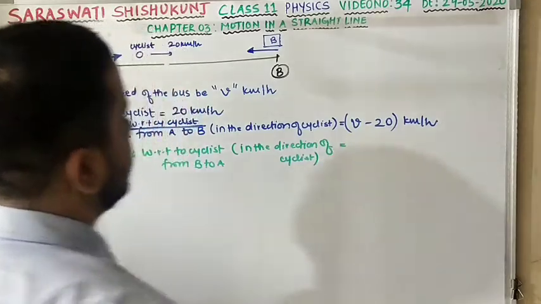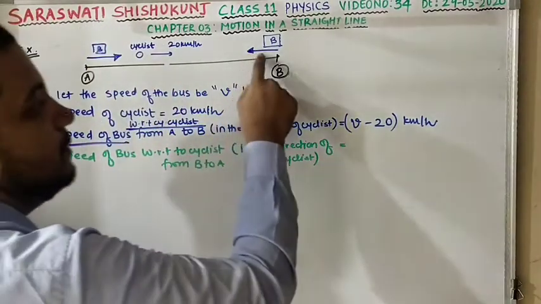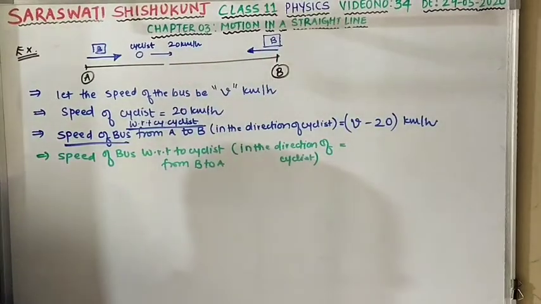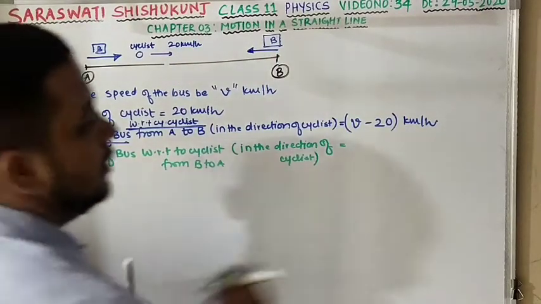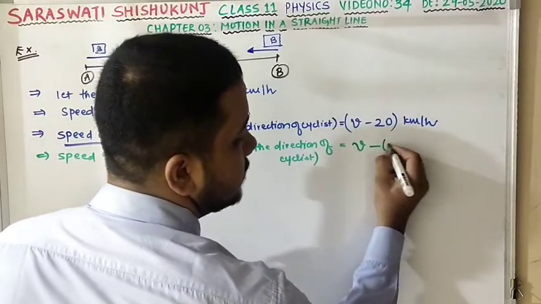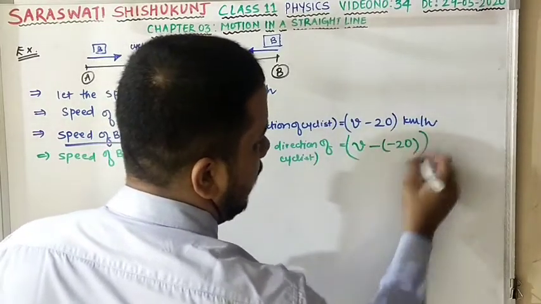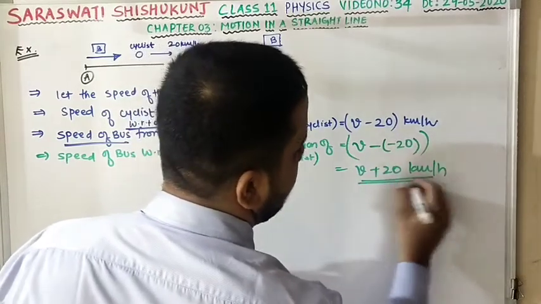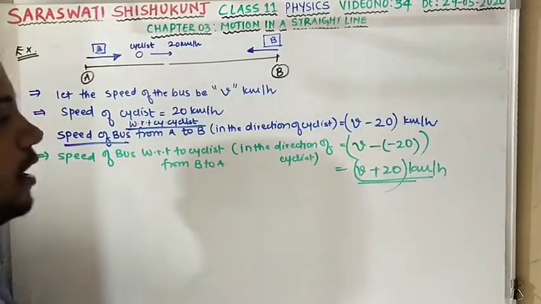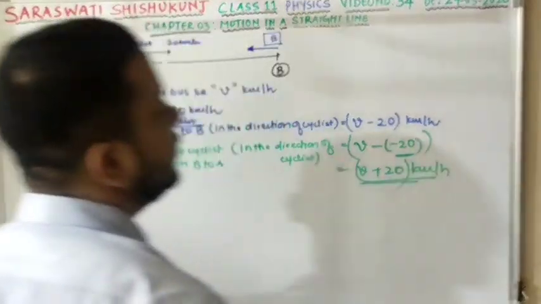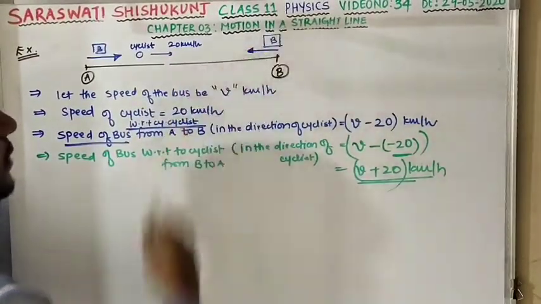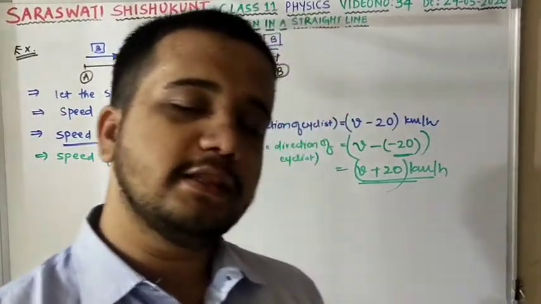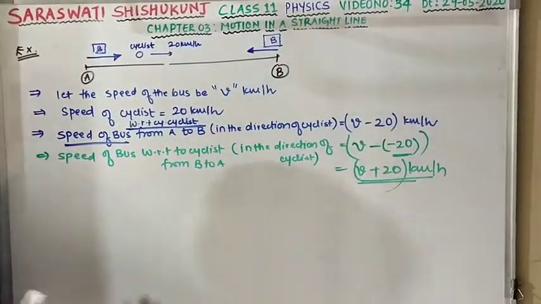Now what will happen over here? Tell me. Here bus B is like this, cyclist is moving like this, they are in opposite direction. Yes or no? They are in opposite direction. So for bus I can take V minus of minus 20. So I am going to get V plus 20, unit will be kilometer per hour. Till this clear? Why have I taken minus 20 over here? Because direction of cyclist is opposite to bus. So I have to take minus 20. So V plus 20 kilometer per hour. Till this clear?